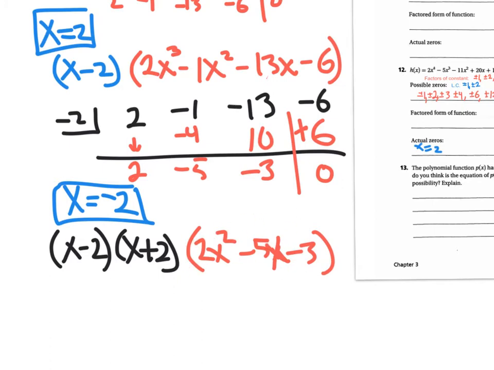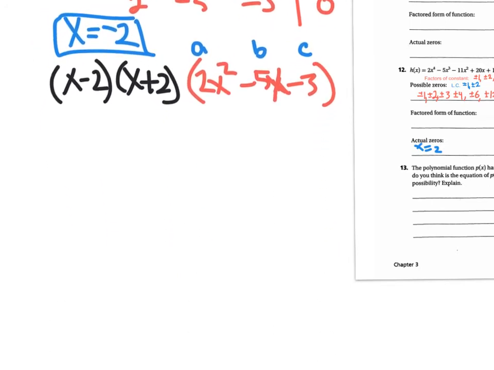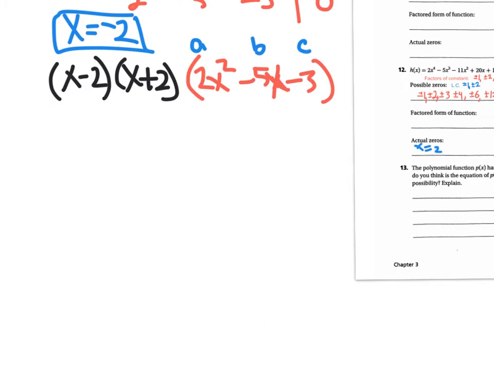I could guess and check, but I'd rather go with the quadratic formula, knowing that a is my value of 2, b is my value of negative 5, and c is my value of negative 3. So when you want to use a quadratic formula, let me move this up. When I want to use my quadratic formula, I want to rewrite the quadratic formula, but with parentheses.